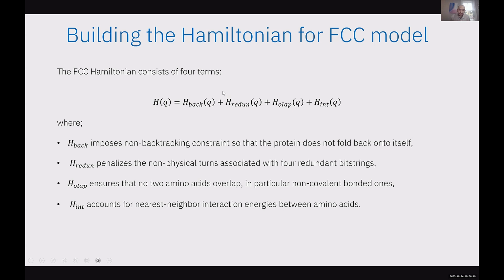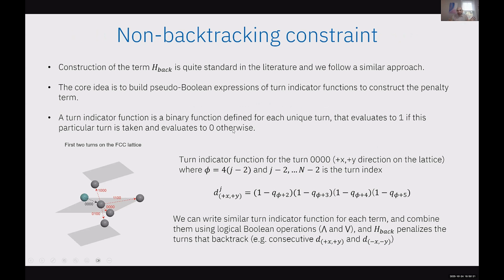And again, I'm not gonna spend too much time, but this non-backtracking constraint uses these turn indicator functions. The input is a qubit sequence, and depending on whether the turn is in that particular direction, it's going to evaluate to 0. Otherwise, it's going to evaluate to 1. And you can use logical Boolean operators to build more complicated functions. You can think of turn indicator functions as the main building blocks.